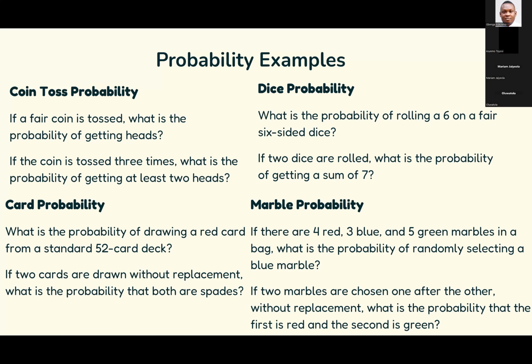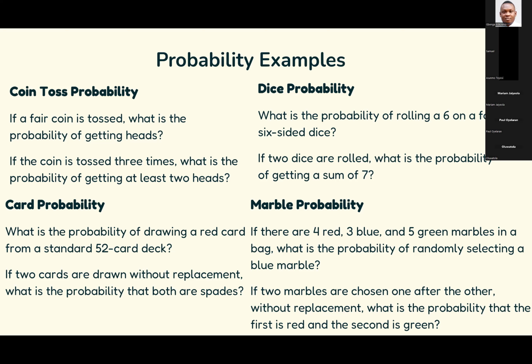I will share these slides so we can try our hands on this, but we need to mention probability. We all know the formula: the number of possibilities of that outcome over the total number of possible outcomes. So the first question says, if a fair coin is tossed, what is the probability of getting a head? There are two possible outcomes when you toss a coin, either a head or a tail. So the probability of getting a head is 1/2 if it is tossed once.